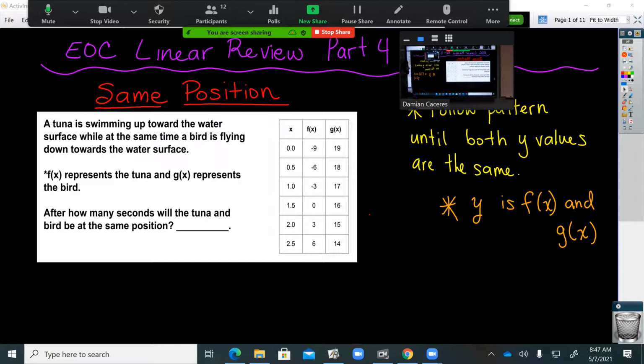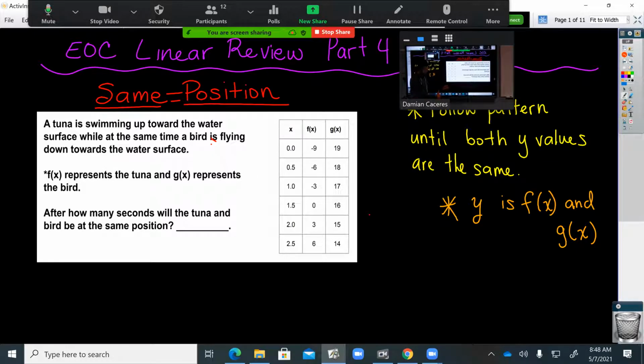On this EOC linear review, the first question we're doing is a same position question. A lot of questions say same position. Usually, if they give you two equations, you just make both equations equal to each other and solve it. Here we don't have an equation. We could create an equation for both, but that's a whole lot of work that I don't recommend you do. This is what I recommend you do, okay?